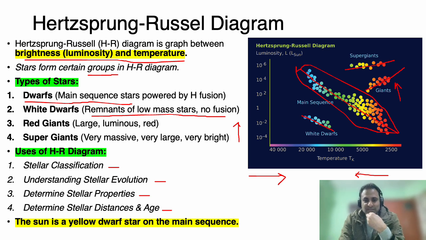One big question: where is our sun in this figure? Our sun is a yellow dwarf star, so it's a main sequence star. And it's yellow, so it should be somewhere here in this yellow group of stars on the main sequence.